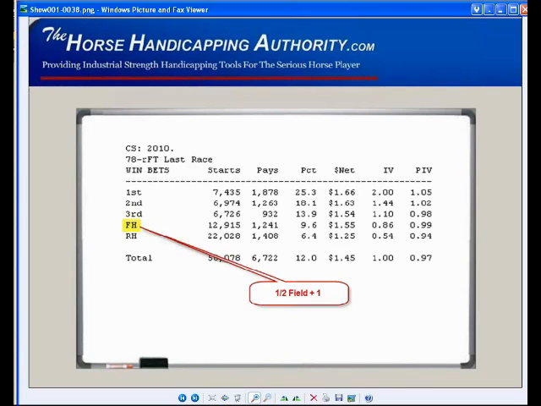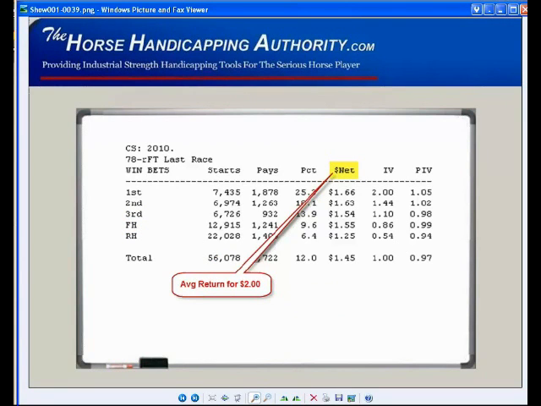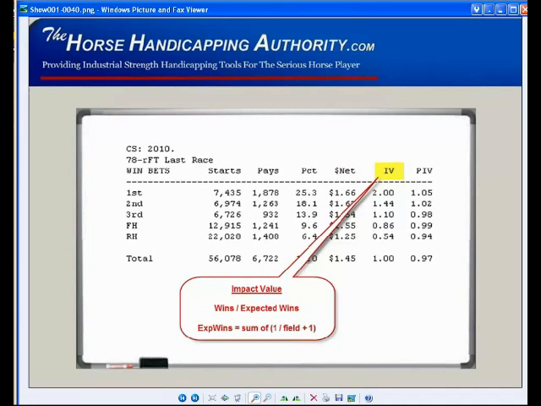Okay, everybody knows what starts, pays, and percentages. Dollar net is the average return for $2. So $2 is break even. Impact value is wins divided by expected wins. And as you can see here, it says wins, expected wins is 1 divided by the field plus 1. In other words, what we're saying is impact value is the number of wins divided by adding up the percentages.